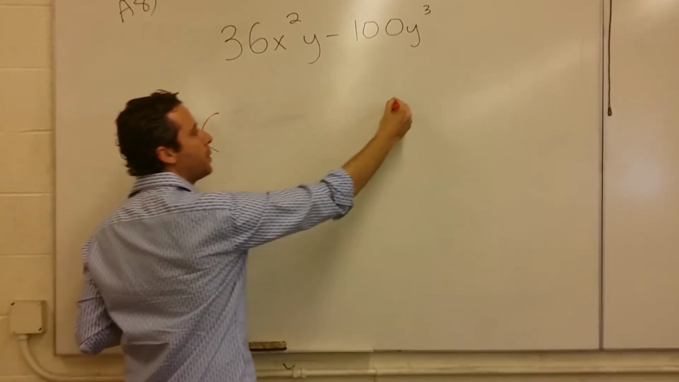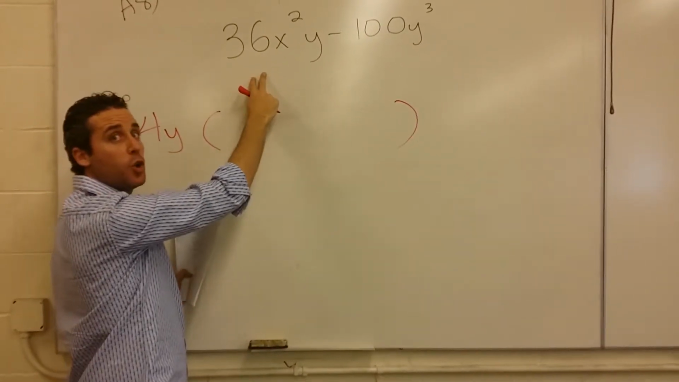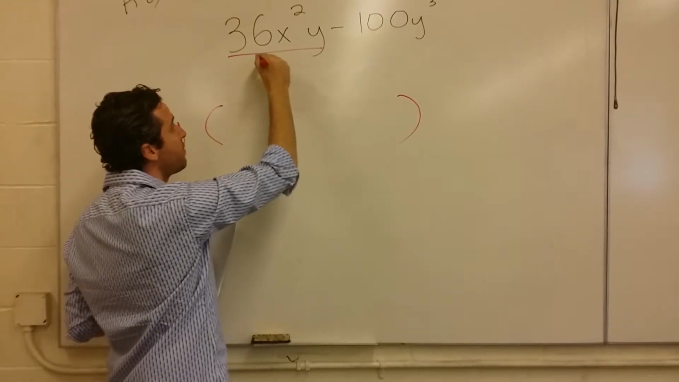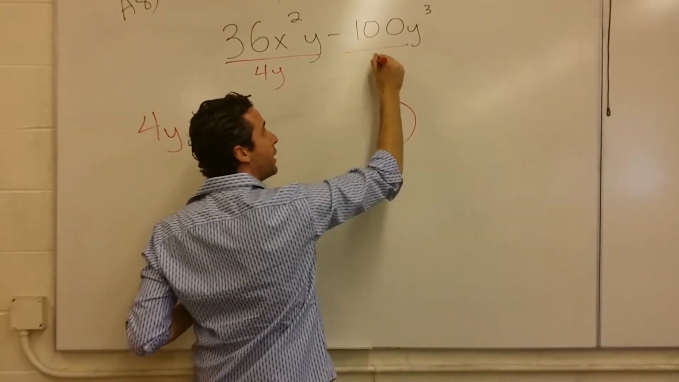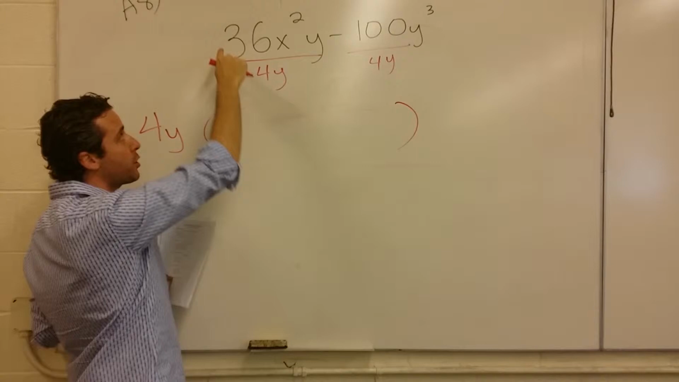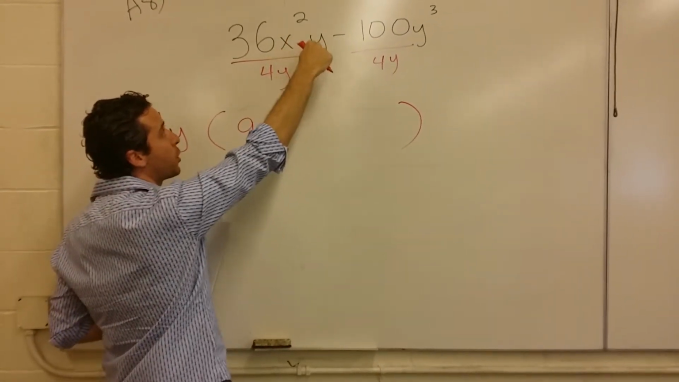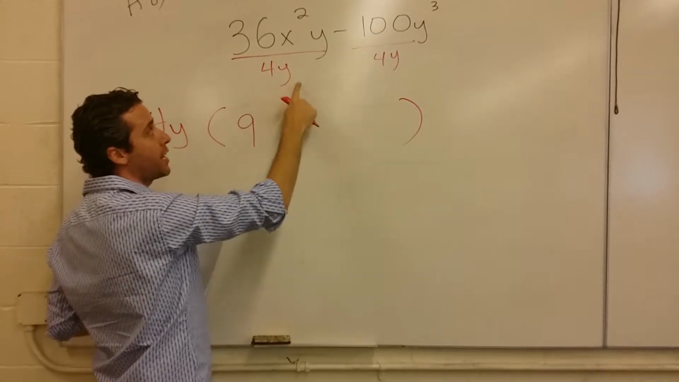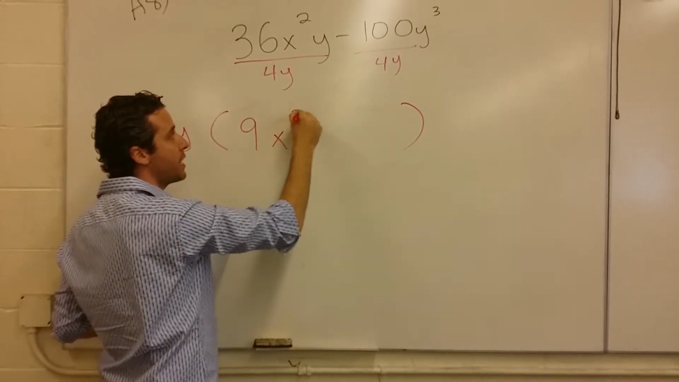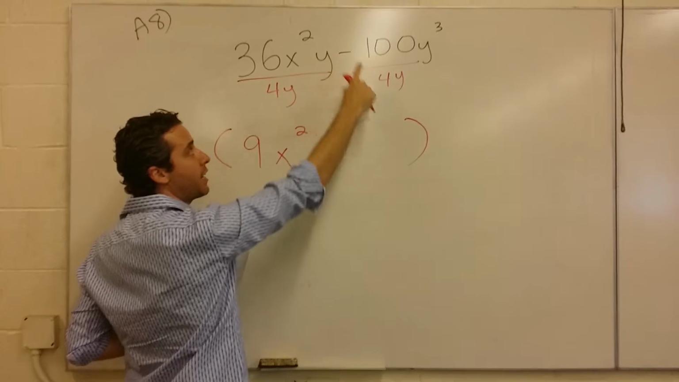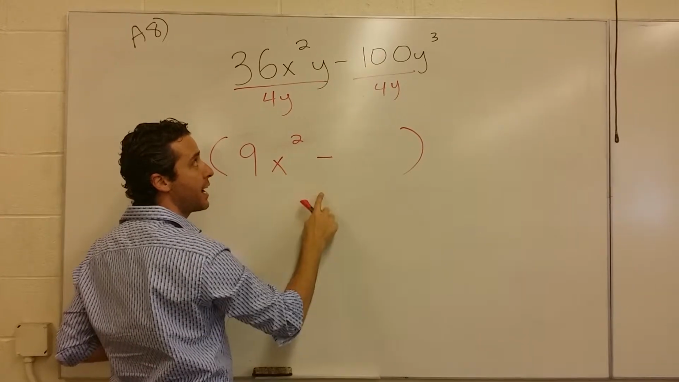What would we need to multiply by in order to get back to the original? One easy way of solving this is just dividing each of these by 4y, which was our greatest common factor. Of course, 36 divided by 4 is 9. X squared y divided by y, the y's are going to end up canceling. All we're going to be left with is the x squared. And now we have a negative divided by a positive. That's going to give us a negative.